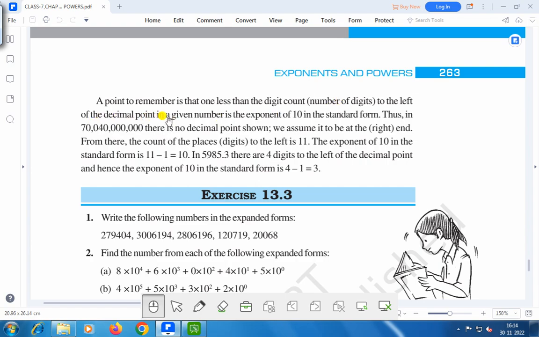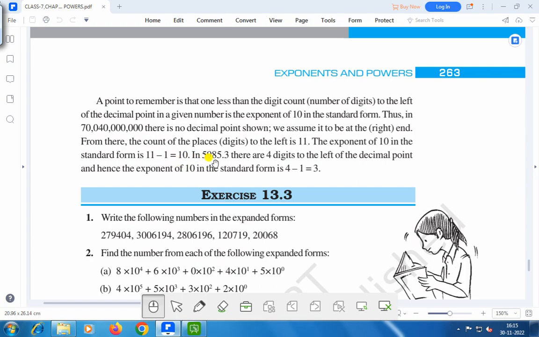A point to remember is that one less than the number of digits to the left of the decimal point in a given number is the exponent of 10 in the standard form. Thus in this one, there is no decimal point shown. We assume it to be at the right end. From there, the count of digits to the left is 11. The exponent of 10 in the standard form is 11 minus 1, that is 10.